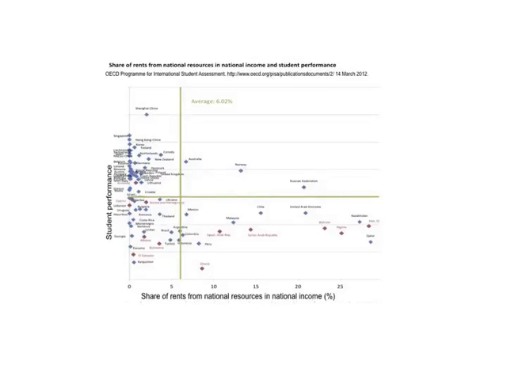This plot from the OECD is actually fairly similar to the resource curse plot that we showed in the previous figure. A high share of rents from natural resources in the national income. These countries out here on the far right have a lot of oil, or otherwise are relying on natural resources, so this is not that different from the previous plot. But shown here, rather than economic growth, is how their students performed on an international test of mathematics competence.